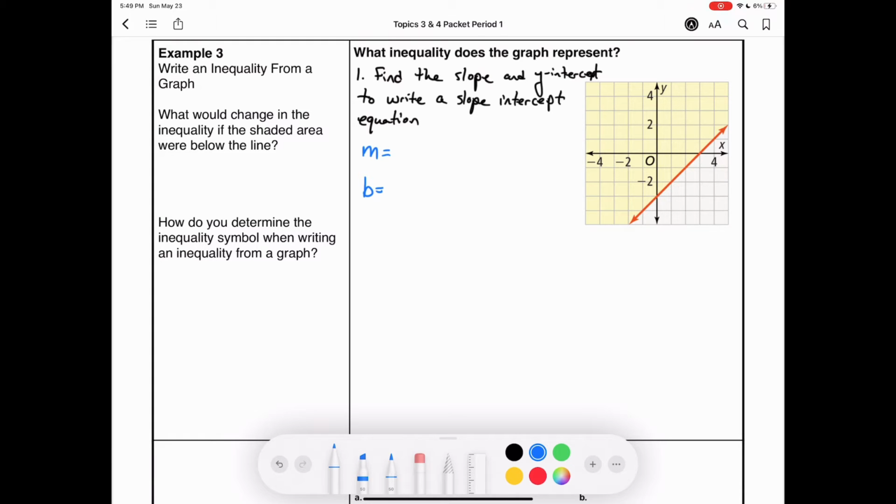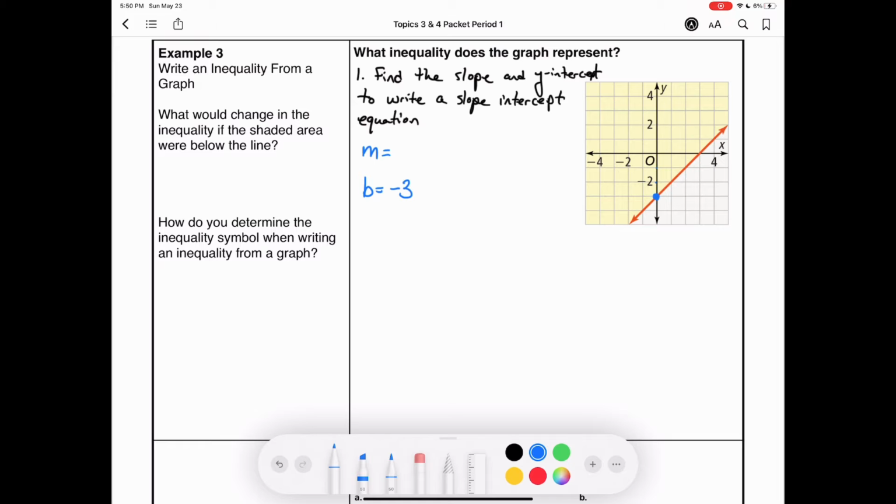I always like to start with finding the y-intercept because it's easier to find. So we're just looking at the point where the line crosses the y-axis. In this case, it's crossing the y-axis at -3, so our y-intercept is -3.